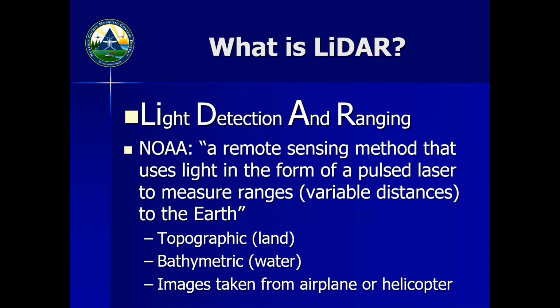LIDAR stands for light detection and ranging. According to NOAA, it is a remote sensing method that uses light in the form of a pulsed laser to measure variable distances to the Earth. A plane goes overhead, shooting the laser down, and it's able to pick up the shape of the land, the topography of the land, and it can also do it underwater with the bathymetry as well.